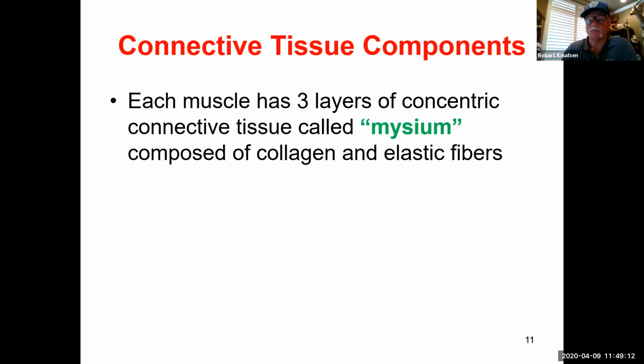Mycelium, remember the 3 layers? The innermost one that goes around the cell, the myofiber, is endomycelium. The one that goes around the fascicle is perimycelium. And the one that goes completely around the muscle itself is called epimycelium. And then the last one is fascia.